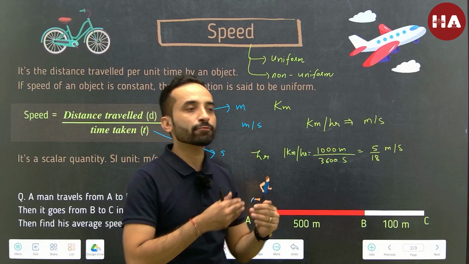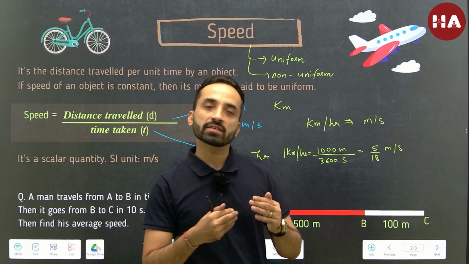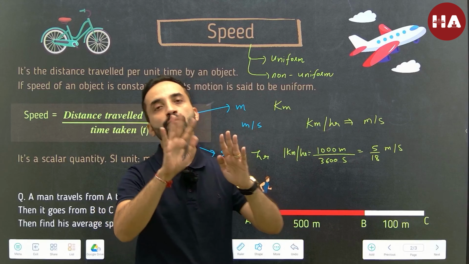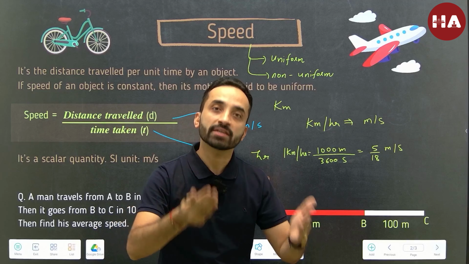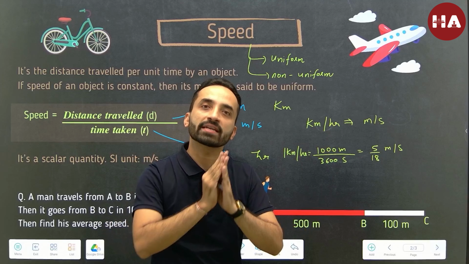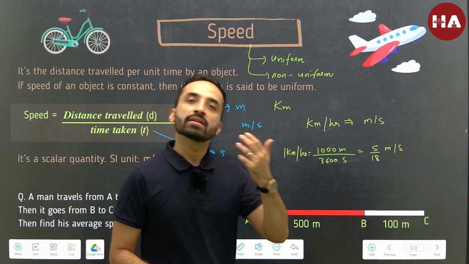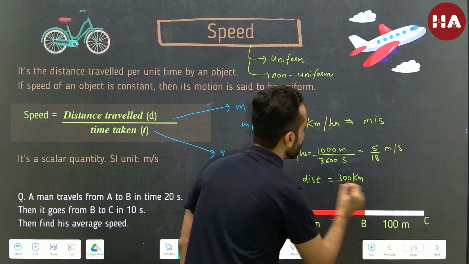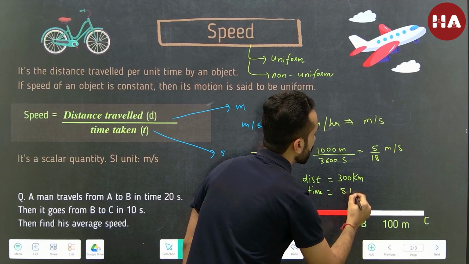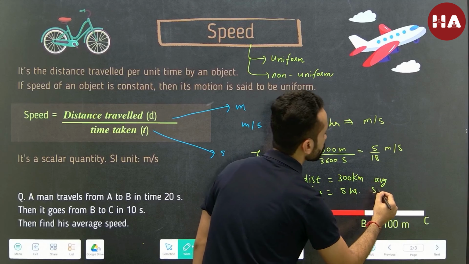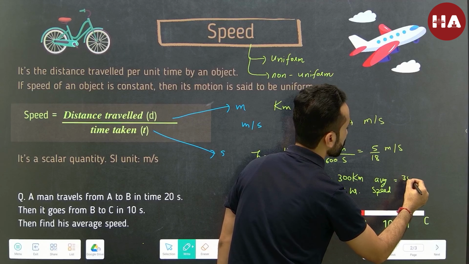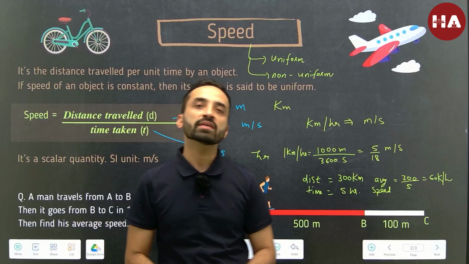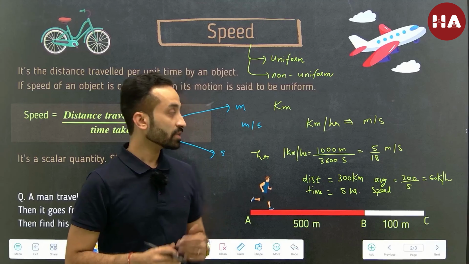But since we sometimes have to summarize the whole thing, for example, if I tell you that you have traveled from city A to city B and it is 300 kilometers and you took 5 hours, and you have to summarize what was your average speed with a single value, then you would say distance is, let's say, 300 kilometers and time is, let's say, 5 hours. Then your average speed is going to be the total distance, that is 300, divided by time, that is 5. So it is going to be 60 kilometers per hour. So that is your average speed.